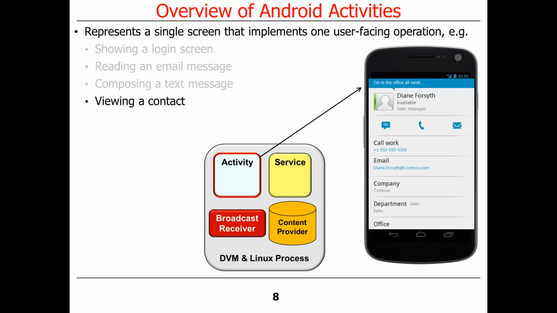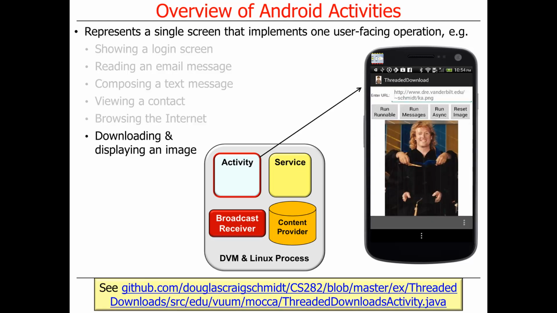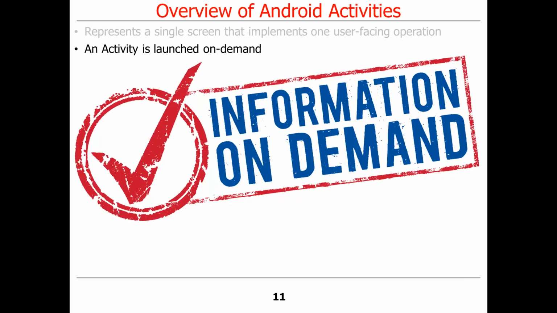You can use this to view a contact. We'll see an example here not too long from now, maybe on Monday, but maybe later today, that shows how you can view a contact. And in fact, you can actually select from the contact application and then pass the contact you selected back to another activity to process it further. Another common thing to do is browse the internet. You can have a browser come up. You could download and display an image, as we'll see here. Lots of different kinds of things that you can do.